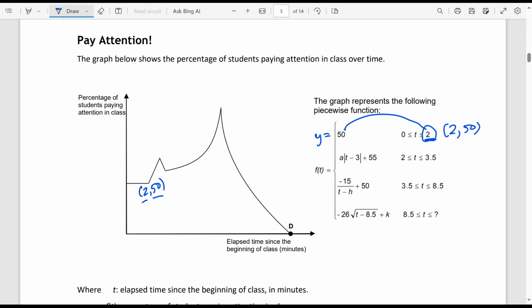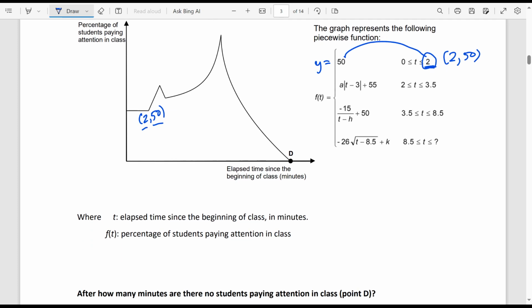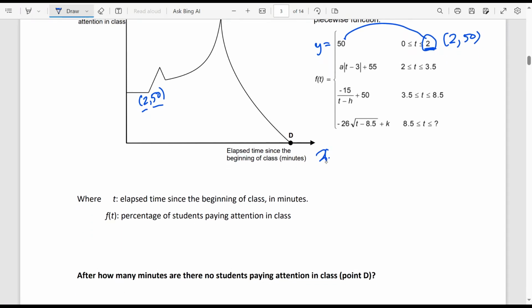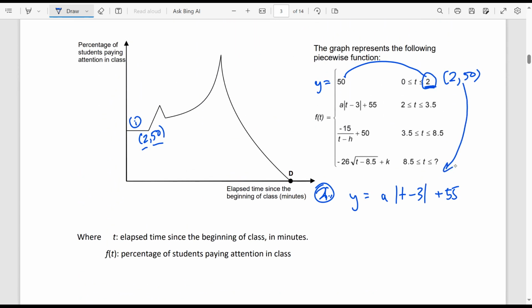So then let's skip down to the next guy. The first one, I didn't really need to do a whole lot of work. The second one here, I'll call that step 1, is let's try and plug something in to this guy here. When I say let's try and plug something in, we're going to use this handoff point. So this guy just gets plugged in here. 50 is equal to a times 2 minus 3 plus 55.